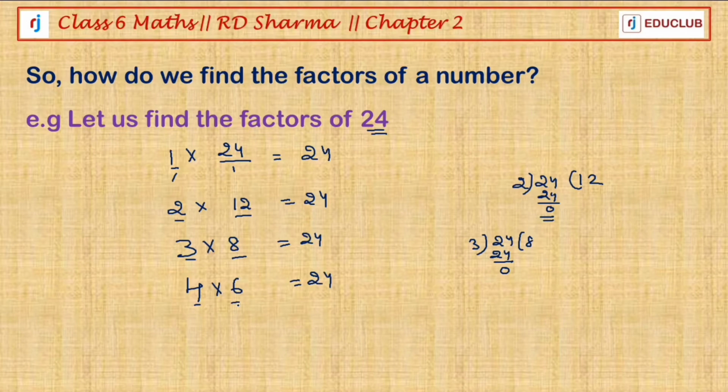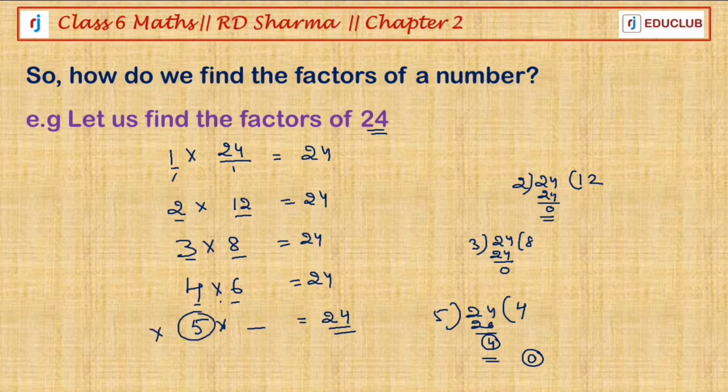Then next we'll try 5. Can we multiply 5 by any number to get the result 24? Let us check it. 5 fours are 20. We are getting remainder 4, not 0. So we cannot multiply with any number to get the result 24. So 5 is not a factor. Okay. Let us try our next number 6.